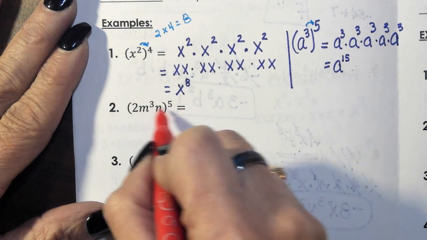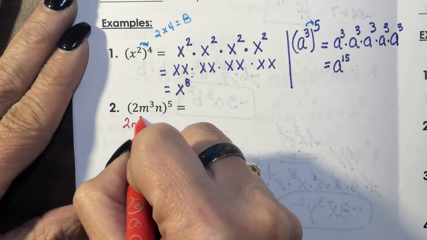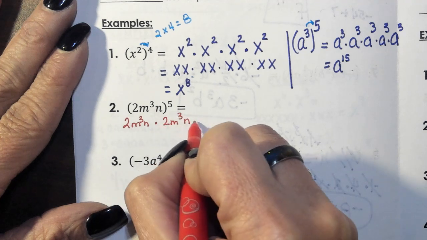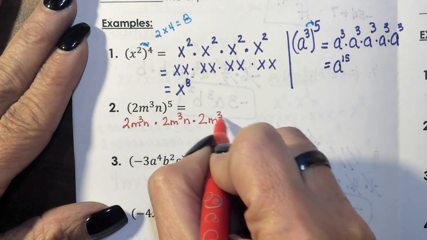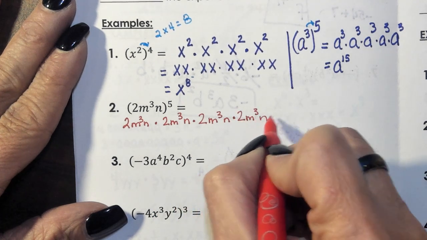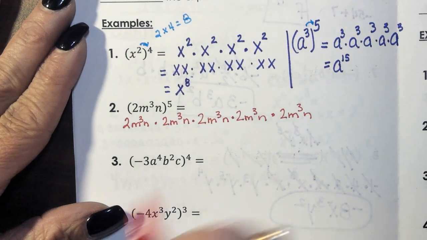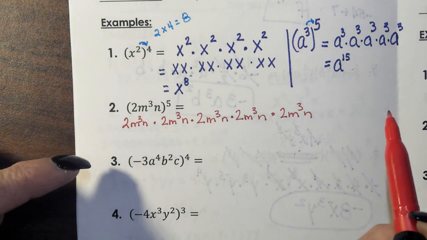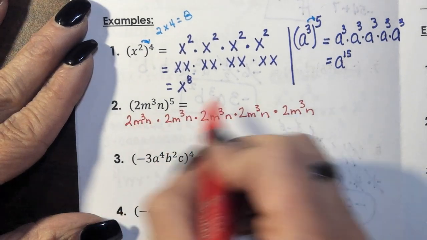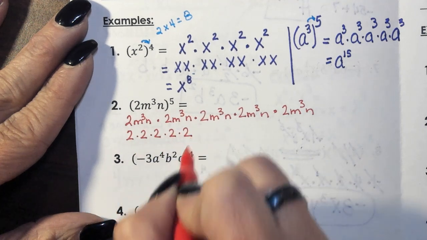So if I were to write all of this out five times, I'm going to do that right here. 2m to the third n times 2m to the third n times 2m to the third n. That's three times. Times 2m to the third n times 1, 2, 3, 4. One more, 2m to the third n. And then remember on the other page, we were rearranging and putting the numbers all first. So 1, 2, 3, 4, 5.